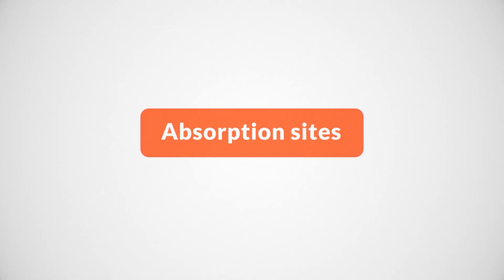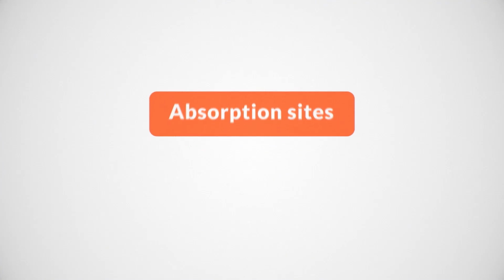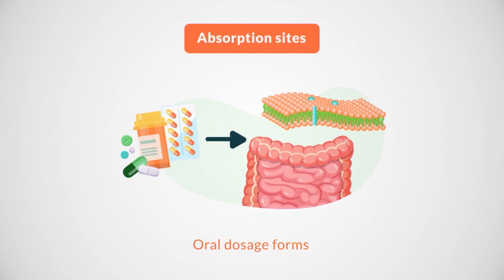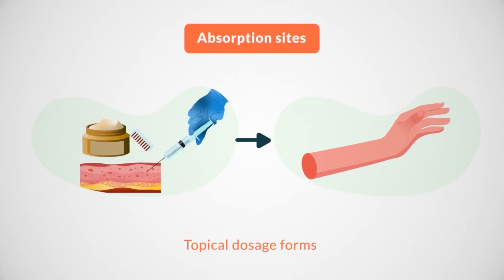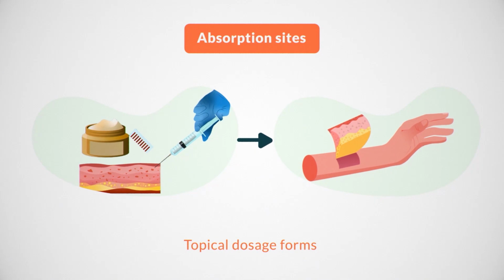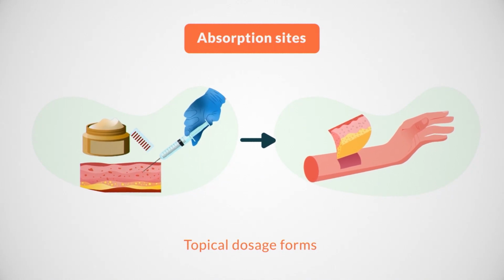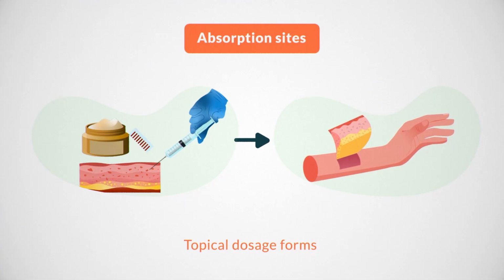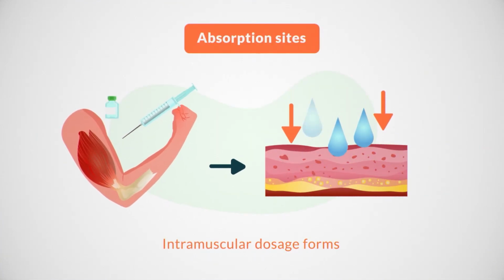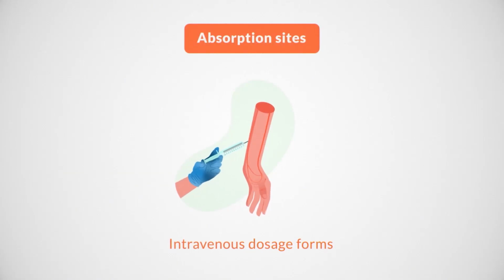There are different absorption sites depending on the administration routes of the pharmaceutical forms. For example, oral dosage forms are absorbed through the gastrointestinal tract membranes. On the other hand, topical dosage forms as intradermal and subcutaneous medicinal products pass through the skin, and parenteral dosage forms pass through a tissue layer to reach the circulation. Intramuscular dosage forms pass through the muscle layer, while intravenous dosage forms don't have absorption, as the medicinal product is delivered directly to the bloodstream.